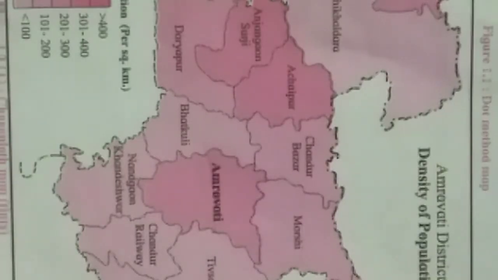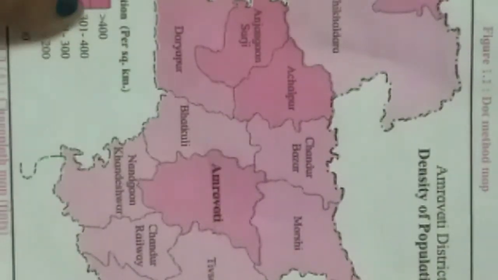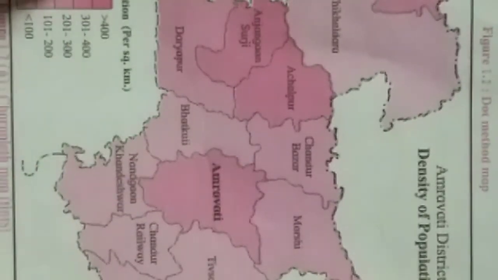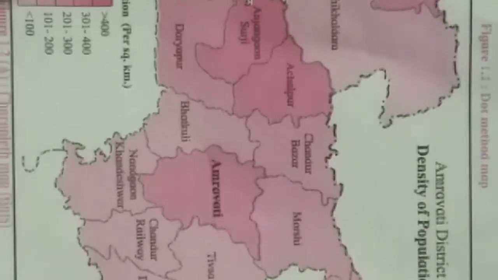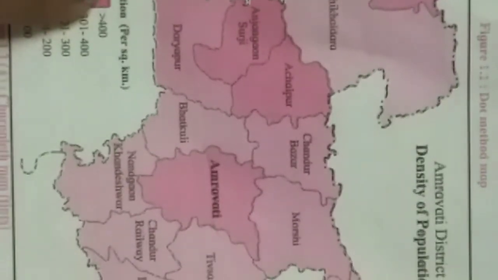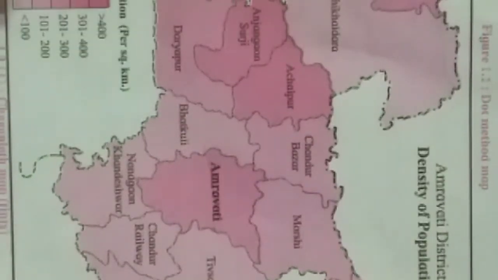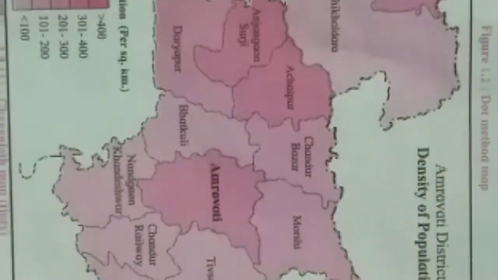Second question is, what is the density of the Amravati Taluka? So this one, Amravati Taluka. So we will see the color here, okay? So this is the color. Then the answer is Amravati Taluka has a population density of more than 400. This is more than 400 persons per square kilometer. So first you will see here, then you have to see here and you have to give the answer.